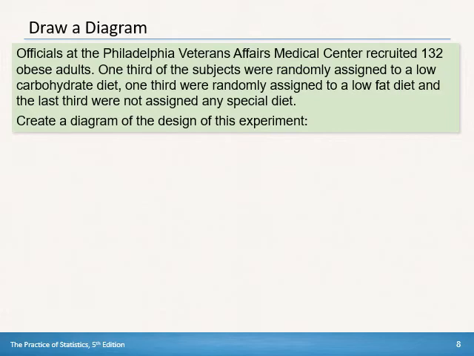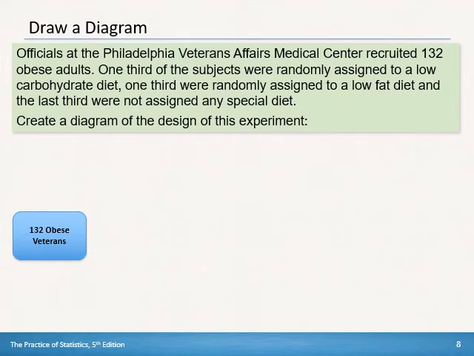And so let's look at creating the diagram for the completely randomized experimental design. So again, we first start with all of the, in this case, subjects, experimental units. They're humans, so we call them subjects. 132 obese veterans, or I guess could be family members of, because if you're a family member of a veteran, you can go to the medical center.